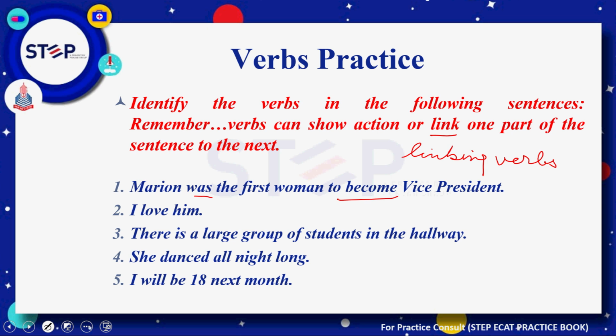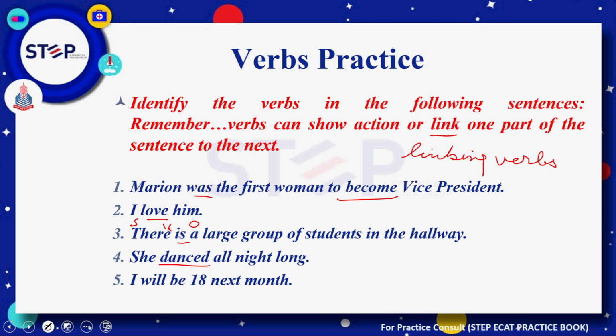I love him. This is certainly a straight case of subject plus verb plus object. Number three, there is a large group of students in the hallway. There is. This is again showing a state of being. Is a large group of students in the hallway. She danced. This is a past verb.